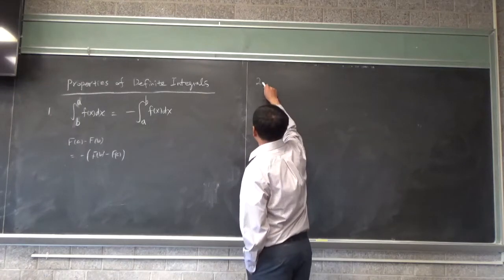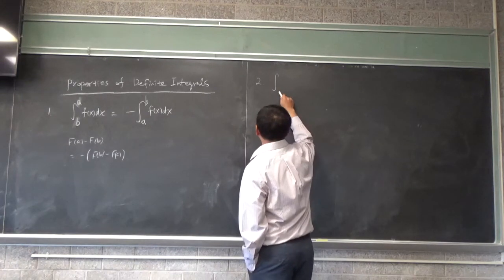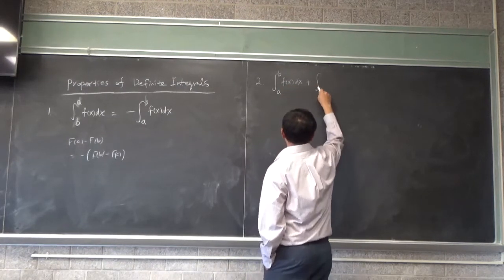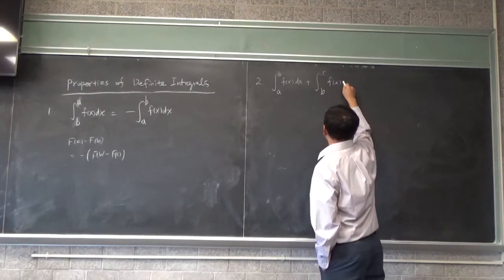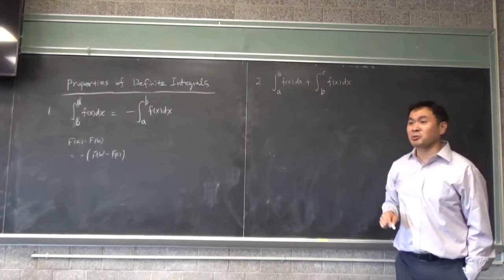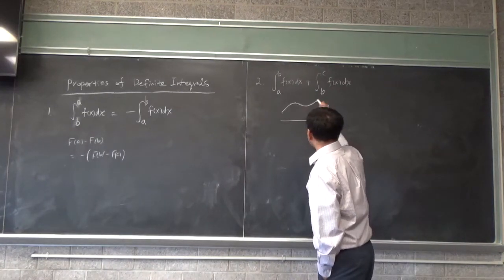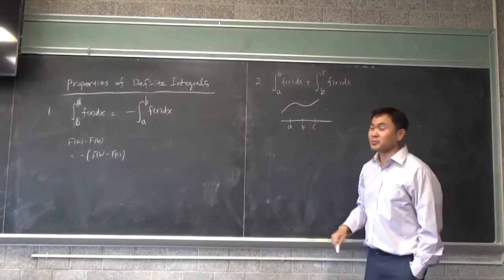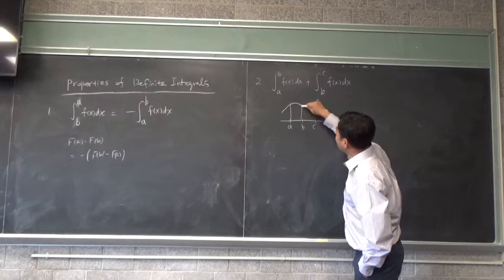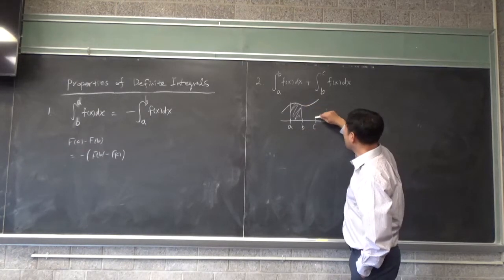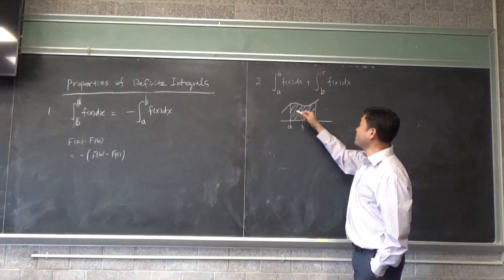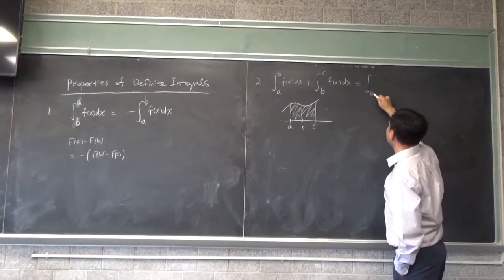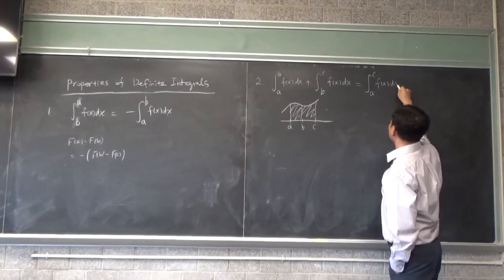Another property is, if you integrate from A to B and then from B to C, well, to understand this formula, you have to draw a picture. So if you have a function, and here's A, here's C, and B is somewhere in between, the integral from A to B will be this area, right? The integral from B to C will be this area. And if you add them together, you get an integral from where to where? A to C. That's what's going to happen.